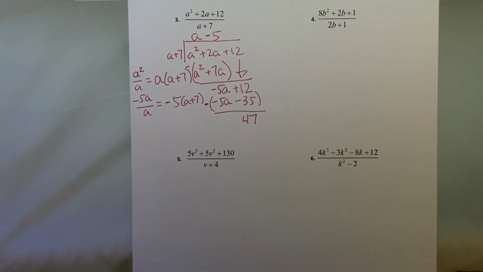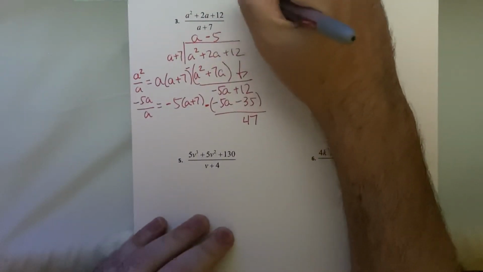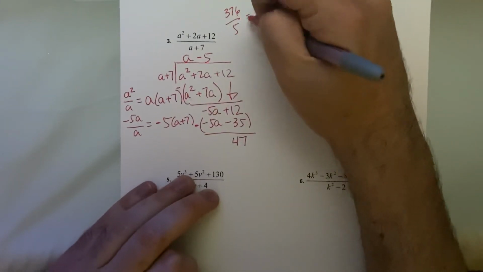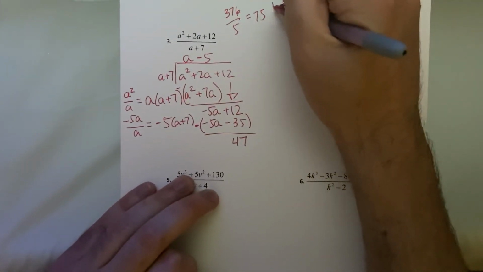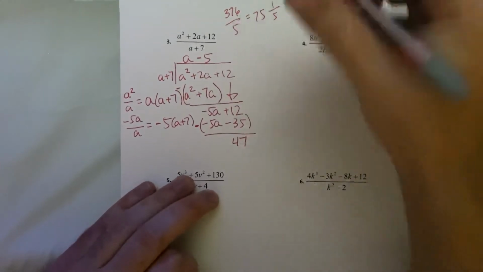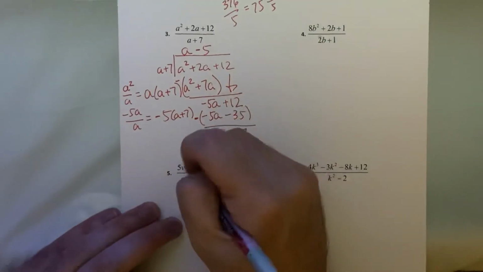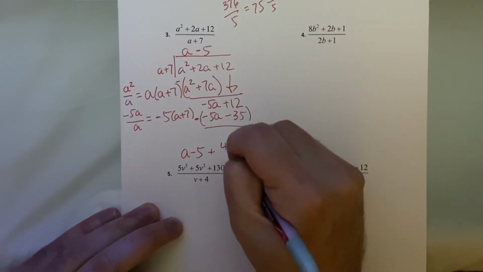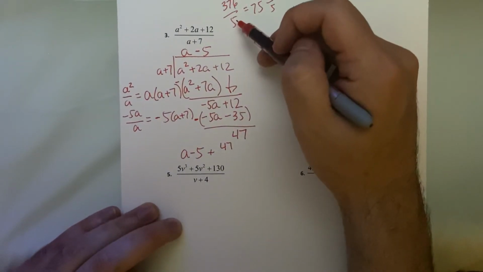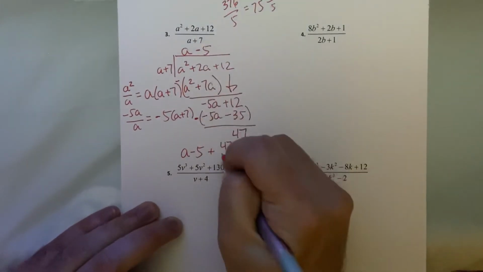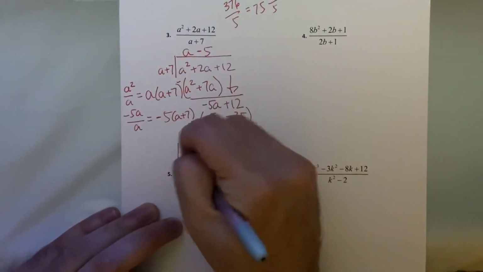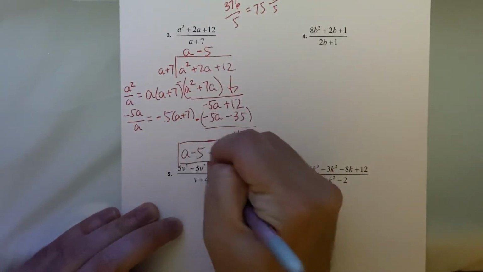So when we had that fraction, 376 over 5, we said this ended up being 75, and we had a remainder of 1, and we could put it over the 5. We can do the same thing here. We've got a minus 5. This 47 can be placed over whatever we were dividing by originally, which was the a plus 7. So you take it and put it over whatever you were dividing by originally.